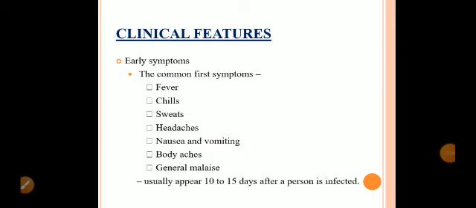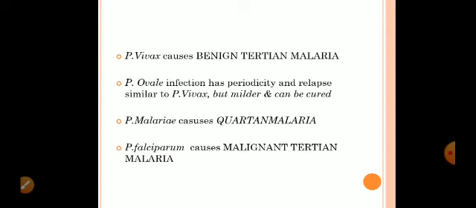Clinical features. Early symptoms: the patient may present with fever, chills, sweats, headache, nausea, vomiting, body ache, generalized malaise. These usually appear 10 to 15 days after the person is infected. There are characteristic fever patterns in malaria.